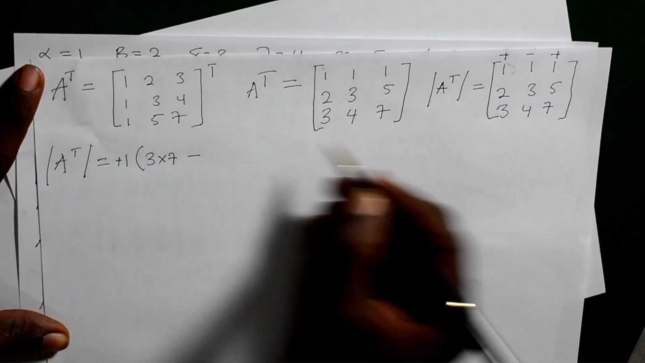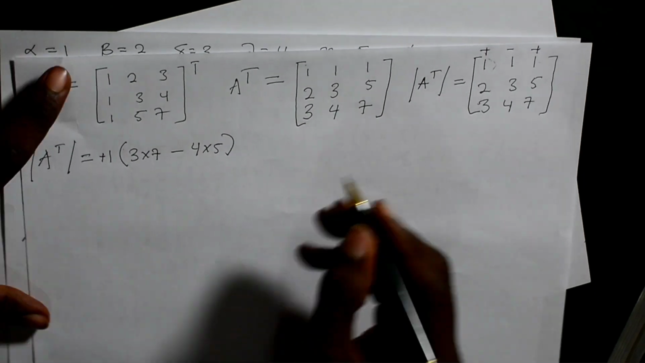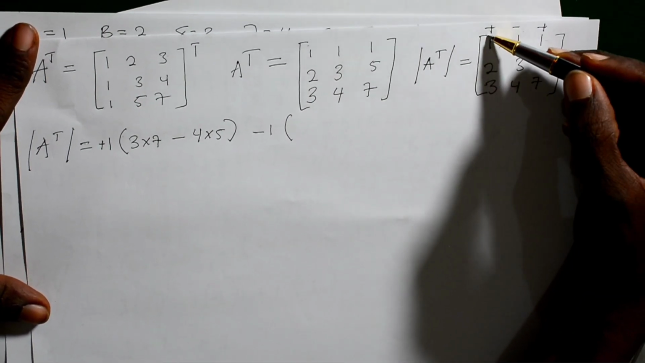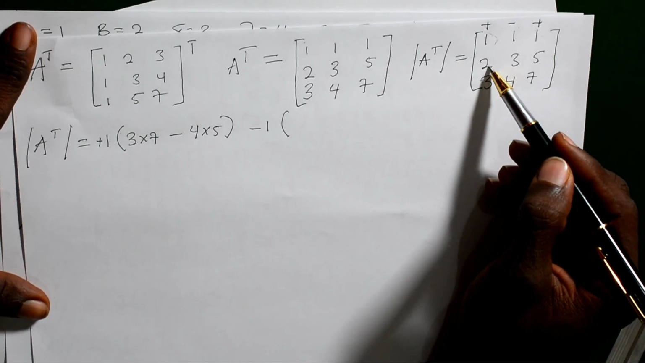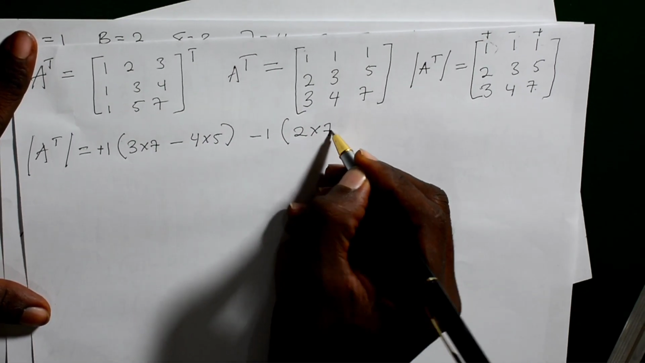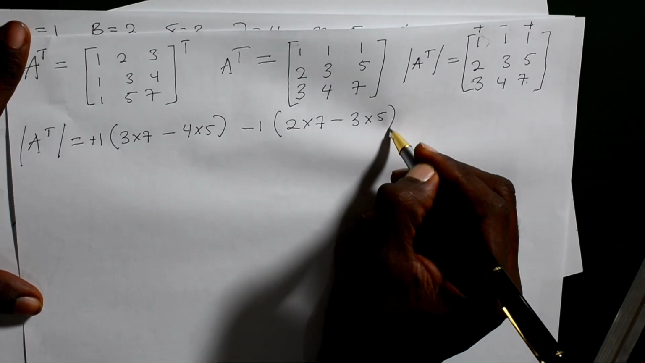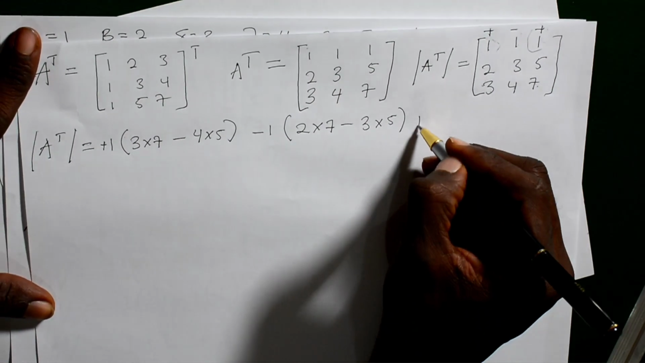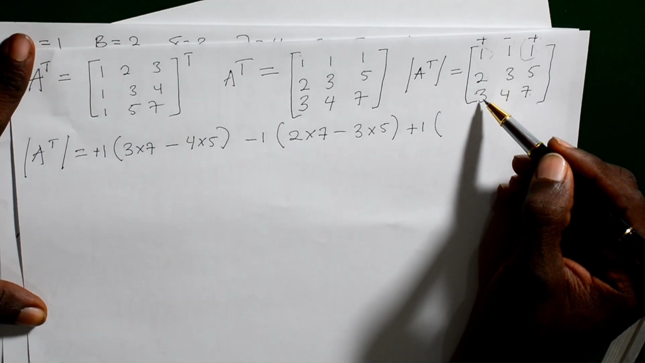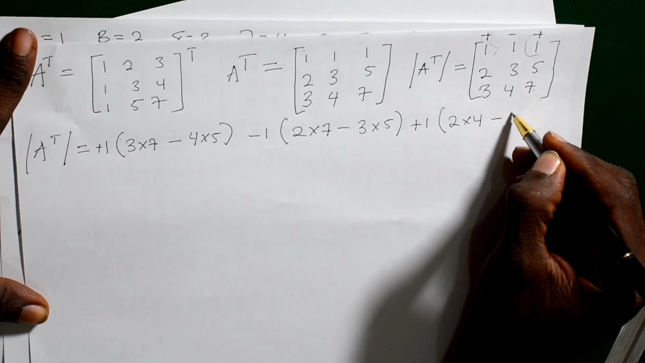3 times 7 minus 4 times 5, then minus 1 into, we close its column and the rows, then this gives 2 times 7, then minus 3 times 5, then the last main number, that is plus 1 into, we close its column and row, that is 2 times 4, then minus 3 times 3.